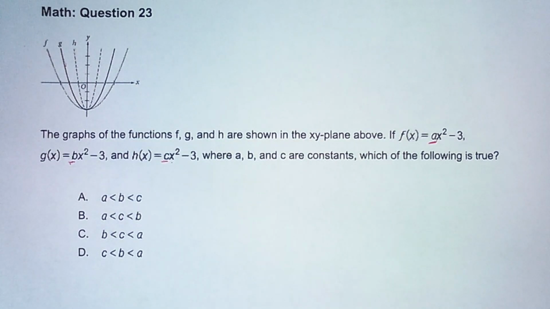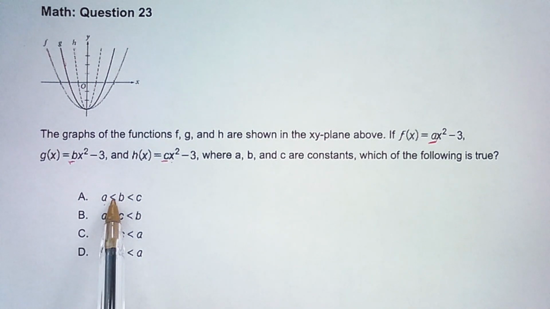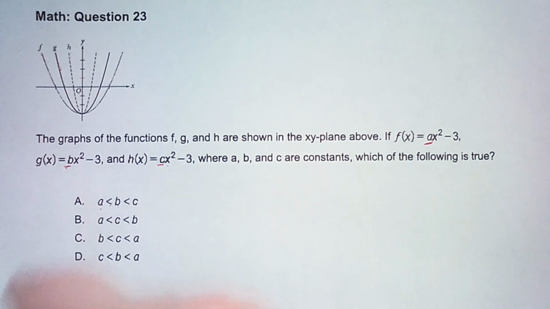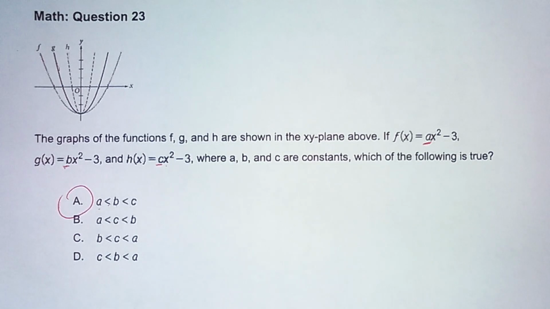Okay, so let's see which one makes sense. A is less than B, which is less than C. So that means C is the biggest, B is next, and A is the smallest. That is true, so we'll choose option A and move on to number 24.